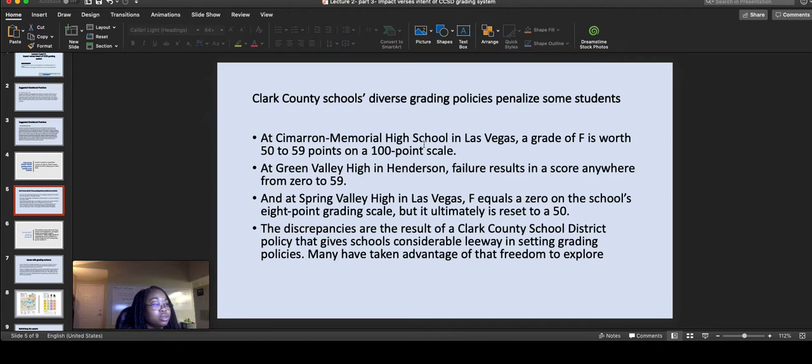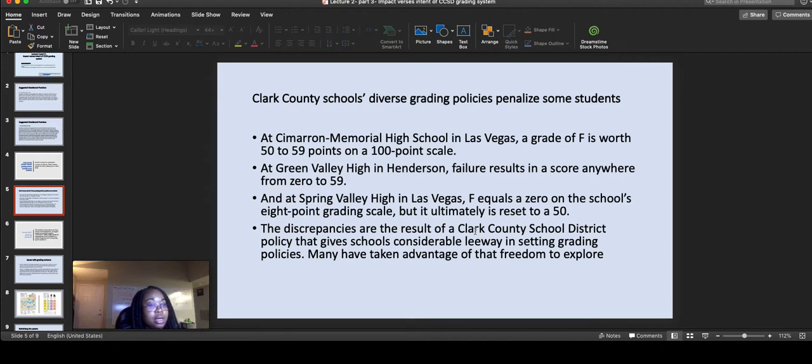So here are the two schools that have failure results, and you saw that when you read it, which I thought was pretty interesting. But these differences create discrepancies within schools and within the Clark County School District overall. And the policies often give schools considerable leeway in setting grading policies.